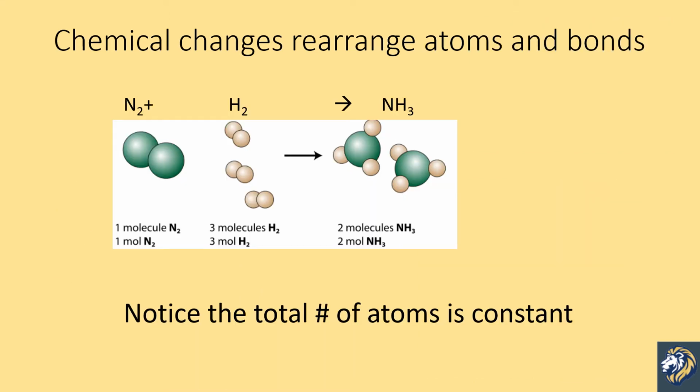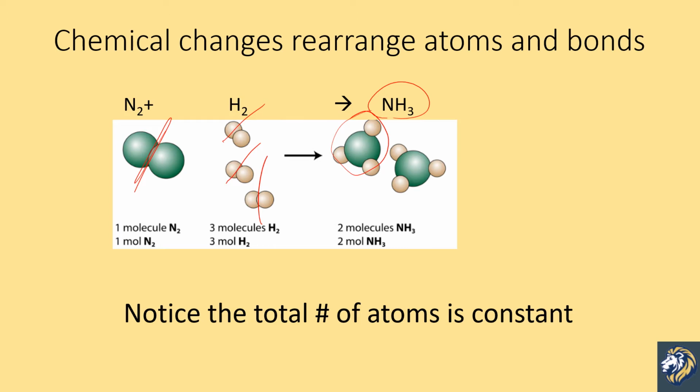Chemical changes change identities because they rearrange atoms and bonds. This substance is called nitrogen. It's got 2 atoms of nitrogen bonded together. This is called hydrogen, 2 atoms of hydrogen bonded together. And then it chemically changes. So these bonds have to break, and then they rearrange so that you get this new substance, NH3, which is called ammonia. So that's a chemical change.